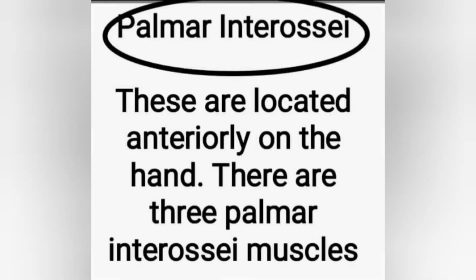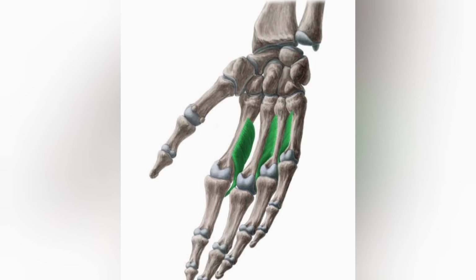Now next is palmar interossei. These are located anteriorly on the hand. And there are 3 palmar interossei muscles. Now you can see the 3 palmar interossei muscles in the picture.